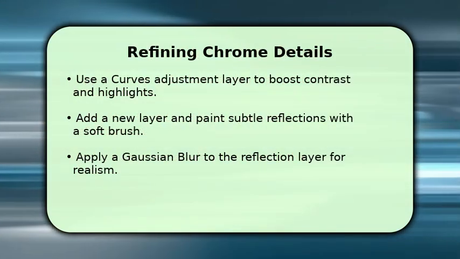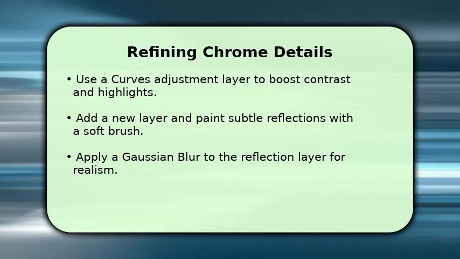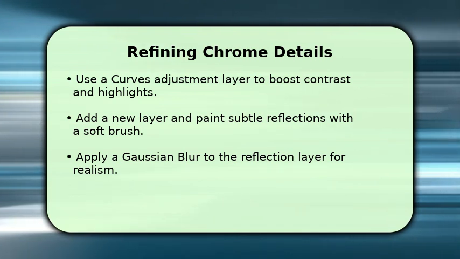To truly refine the chrome look, we'll add some finishing touches. Create a new curves adjustment layer above your text. Adjust the curve to increase contrast, making the highlights brighter and the shadows deeper, which enhances the metallic sheen.